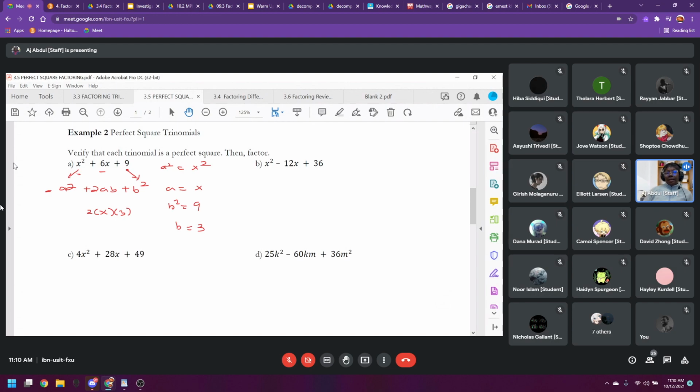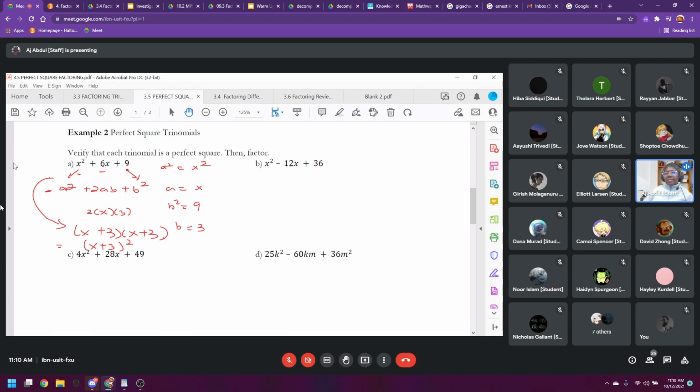So every time I see a trinomial in that format, the factors will look like this. First of all, we are going to factor it normally. Factors of 9 that add to 6 is 3: x plus 3 and x plus 3. 3 times 3 is 9, 3 plus 3 is 6. So that means we get x plus 3 squared.